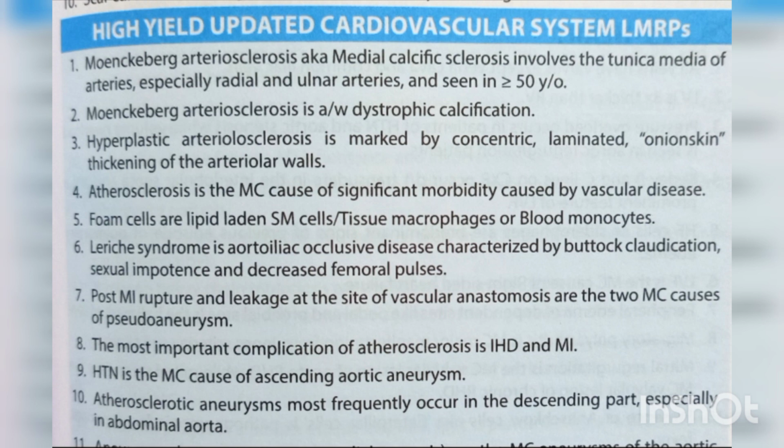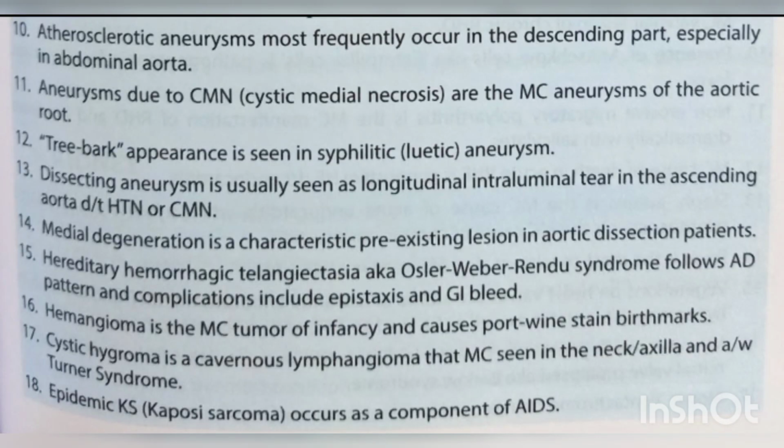The most important complication of atherosclerosis is IHD and MI. HTN is the most common cause of ascending aortic aneurysm. Atherosclerotic aneurysms most frequently occur in the descending part, especially in the abdominal aorta. Aneurysms due to CMN, cystic medial necrosis, are the most common aneurysms of the aortic root.